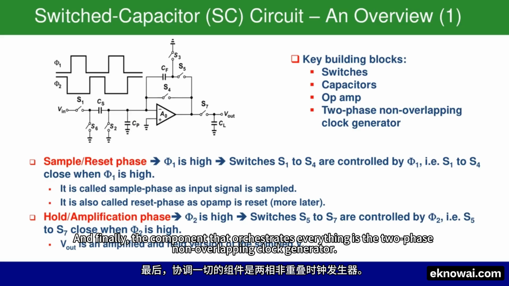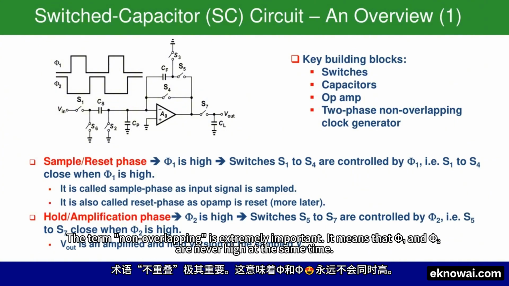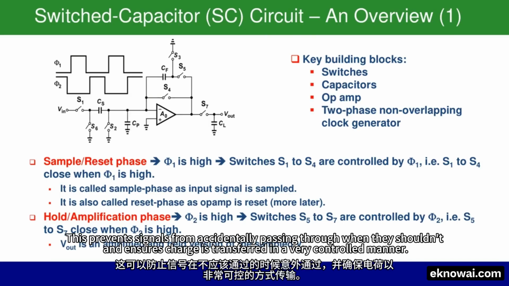Let's look at the clock signals on the left, labeled phi1 and phi2. The term non-overlapping is extremely important. It means that phi1 and phi2 are never high at the same time. There's always a small period where both are low. This prevents signals from accidentally passing through when they shouldn't and ensures charge is transferred in a very controlled manner.